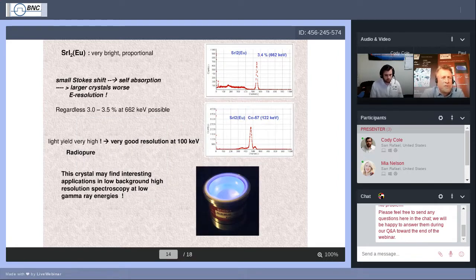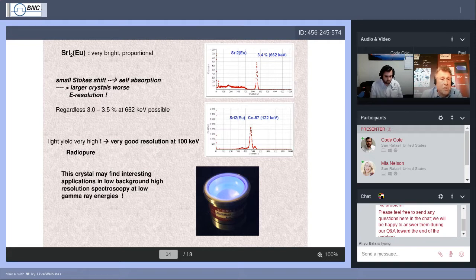Next, we have a material called strontium iodide. It's, for a change, doped with europium. It's quite a slow material, so you have to use a long digital shaping time to achieve good resolution. Unfortunately, it suffers from a small Stokes shift, and this means that there is some self-absorption in the material, and this actually degrades the resolution a little when the crystal size increases.